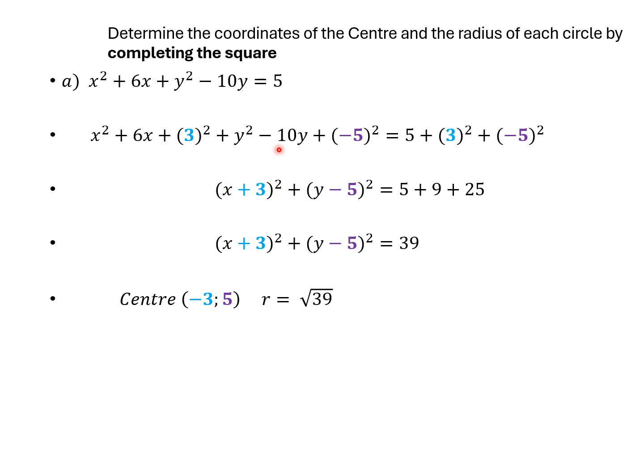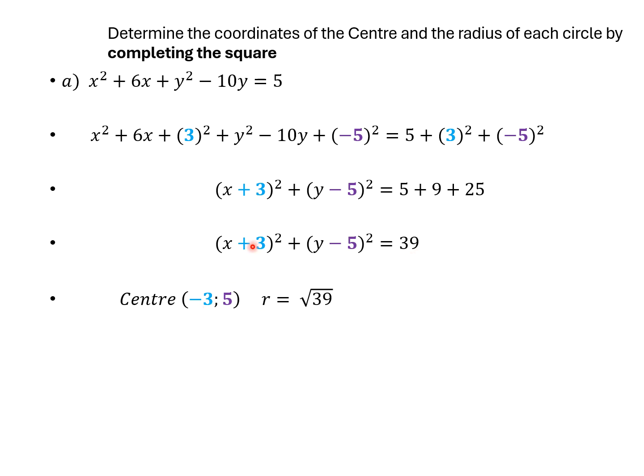We take y squared minus 10y plus negative 5 squared. Square root of y squared is y. Square root of negative 5 squared becomes negative 5. So they have created two perfect squares. On this side here I have 5. 3 squared gives me 9. Negative 5 times negative 5 gives me positive 25. So I have 5 plus 25 gives me 30, plus 9 gives me 39. So my full equation now reads x plus 3 squared plus y minus 5 squared equal 39.